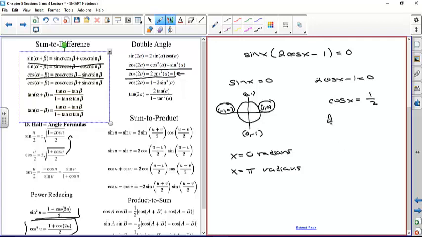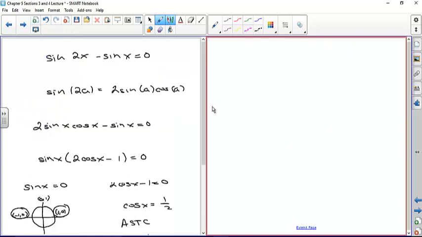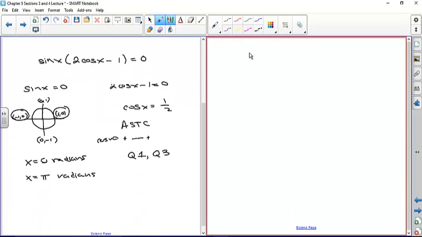So the cosine is positive in the first and third quadrants. So that means a quadrant 1 solution and a quadrant 3 solution. So then we can find the reference angle. It's equal to the inverse cosine, because I have a cosine here of the absolute value 1/2.